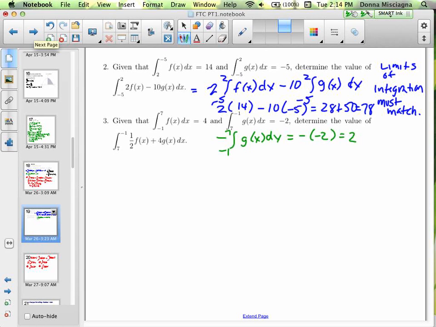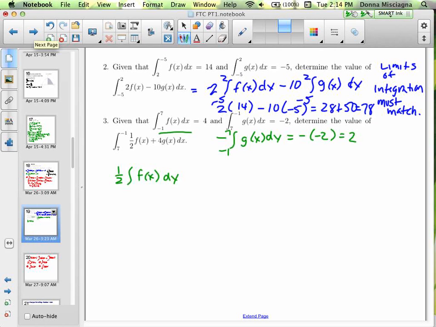We can factor out the coefficients and write this as 2 integrals. So this would be 1/2 times the integral of f of x dx from 7 to -1. And by the way, I could have rewritten this one as well. It didn't matter which one I rewrote. They just had to match.